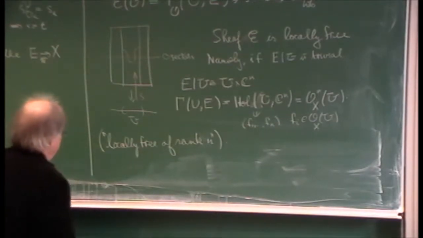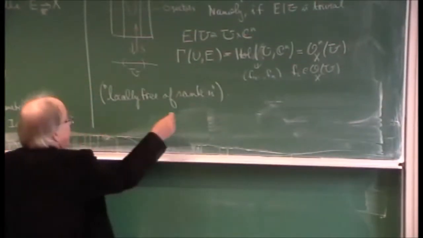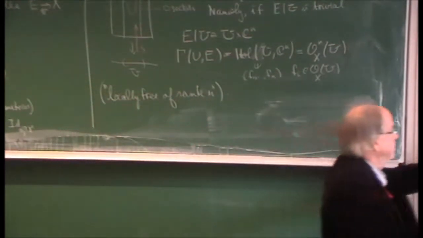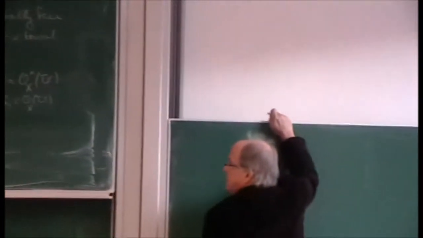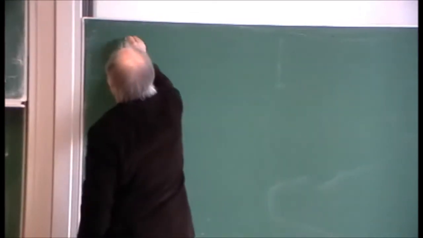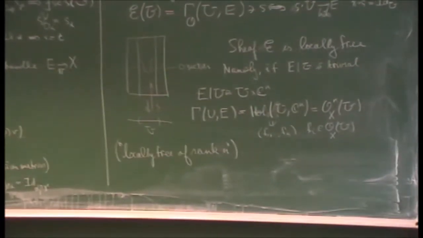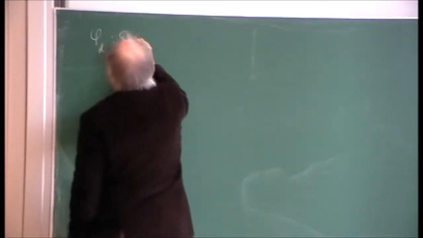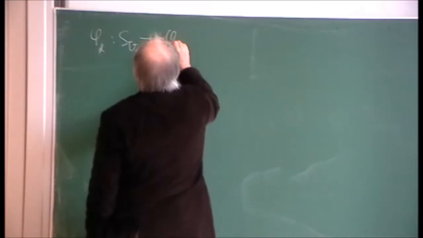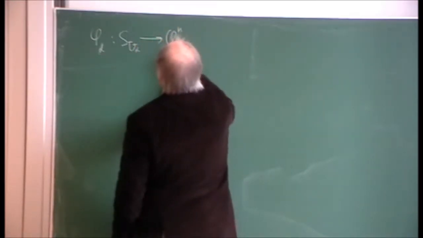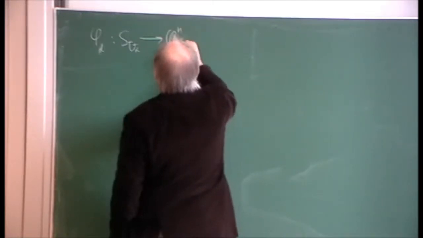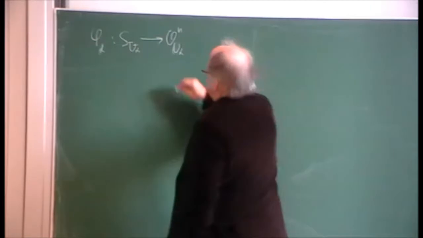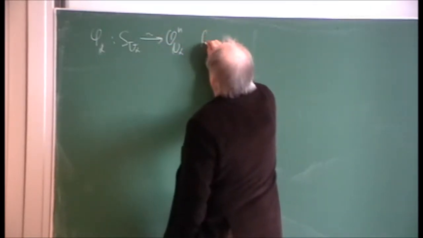And obviously, if you have two isomorphisms of the sheaf. So if you have, say, phi alpha from a sheaf on U alpha to n copies of the sheaf on U alpha, a sheaf isomorphism for covering U alpha.